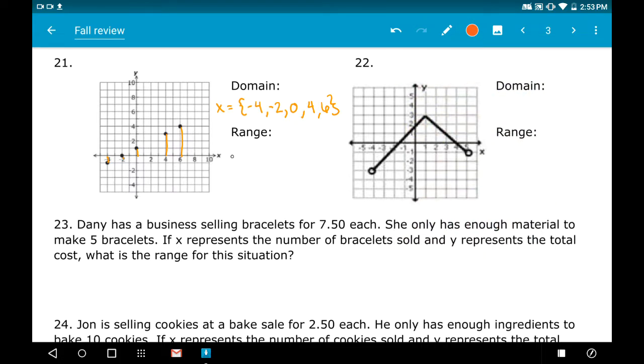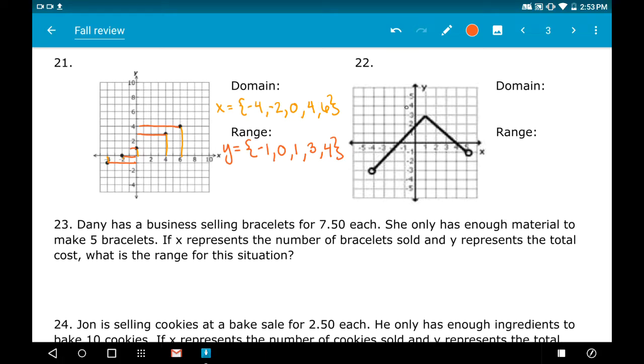Now for the range, instead of doing our x's, we're going to do the same thing with our y values. So I'll start bottom to top for range. So this first point down here hits the y-axis at -1. The second one is at 0. This one right here is at +1. This one right here, +3. And right here, +4. So that is our domain and range for a discrete function. It'll be written like this.